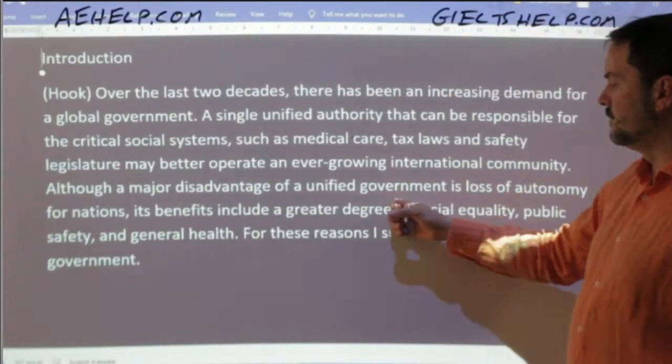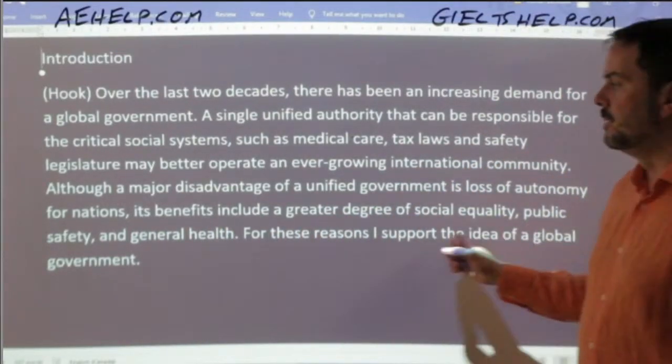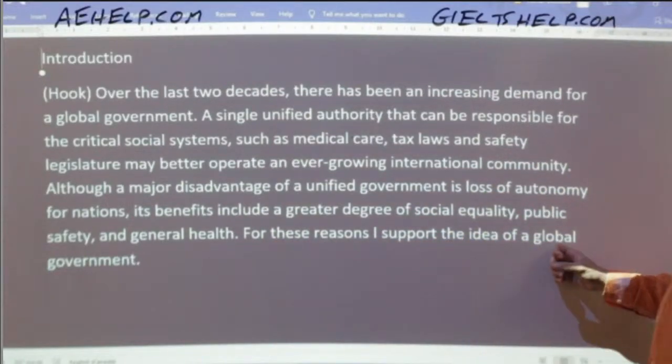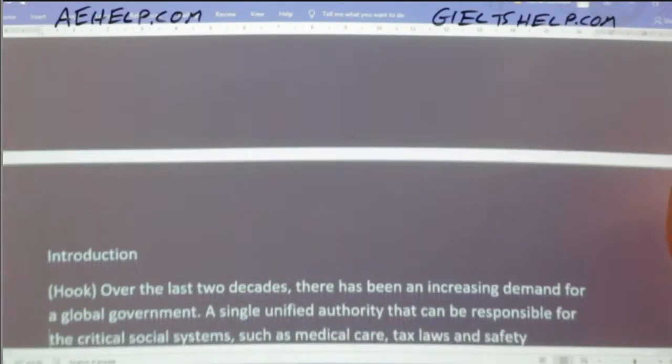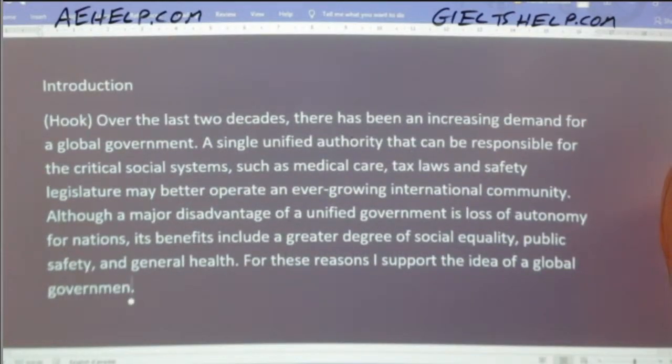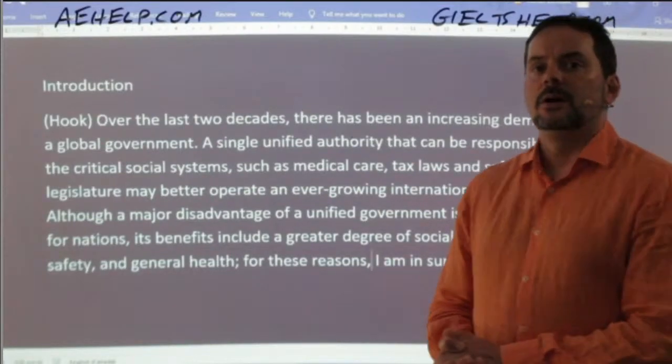Although a major disadvantage of a unified government is loss of autonomy for nations, its benefits include a greater degree of social equality, public safety, and general health. For these reasons, I support the idea of a global government. Okay. Now, I've said global government so much, I can probably just take that out of my thesis and finish off with, for these reasons, I am in support of this idea. Okay, and I can even use a little bit of punctuation to now connect my thesis into one sentence. There we go.